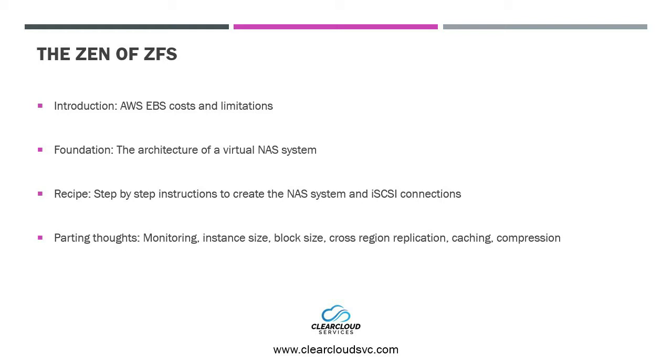First, we'll cover some of the limitations of Amazon EBS and the general cost structure around storage. Next, I will describe the overall architecture of the NAS system. Then we'll dive into the details of actually creating the NAS and a backup and hooking it up to a Windows server. Last, we'll wrap up with some advanced topics and enhancements that would make the system production grade.